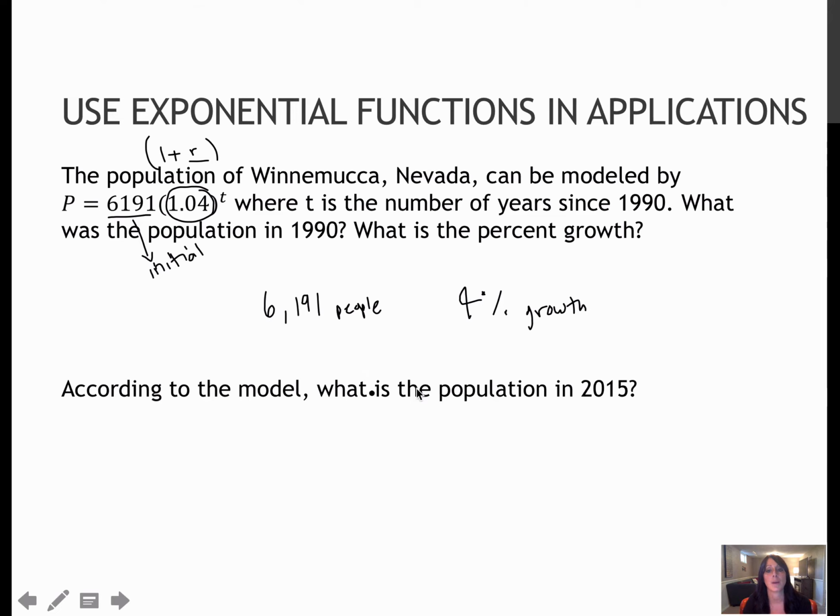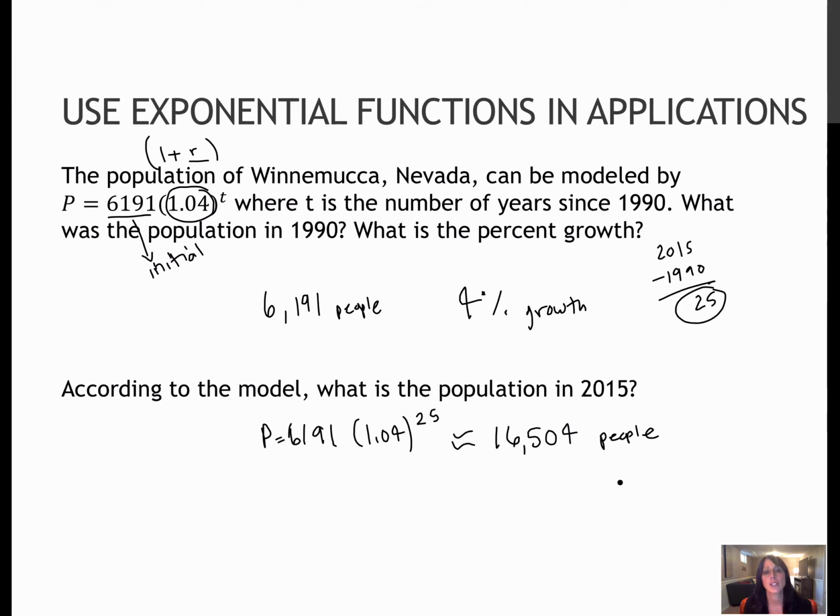Now I'm asking, according to the model, what's the population in 2015, which means t is the number of years since 1990. So of course we would take 2015 minus 1990 and get 25, and that would be the number that I put in for t. So I'm going to find 6,191 times 1.04 to the 25th. Use your calculator. So according to this model, at the 4% growth rate, it looks like that tiny little town is going to be quite large if it continues to follow this growth model. Hopefully they can handle it.